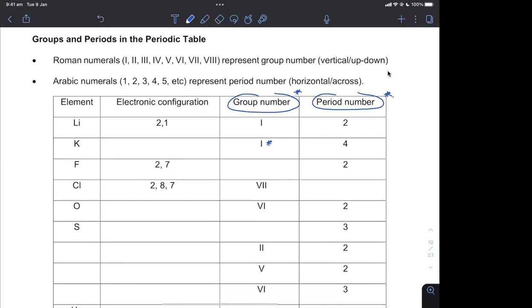Group 1 means 1 valence electron. What else can I say? Period number tells you how many shells get occupied. So I fill up to the 4th shell.